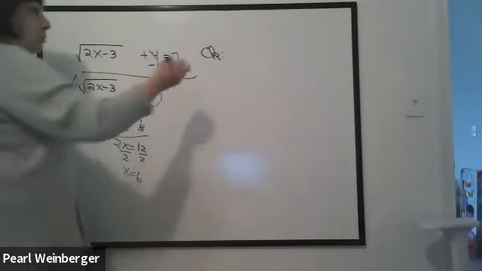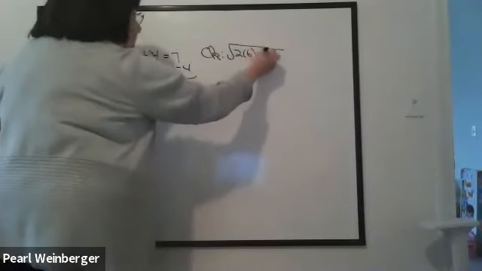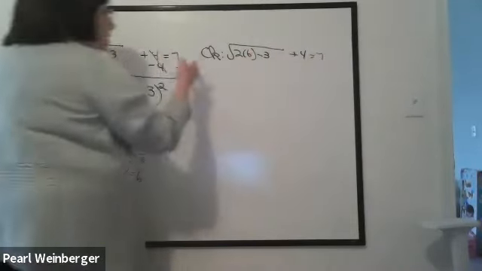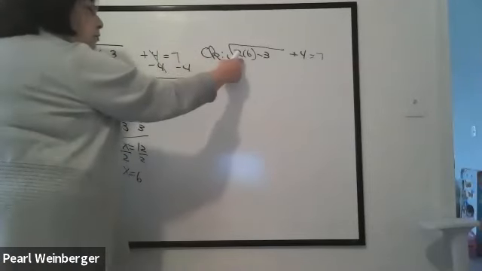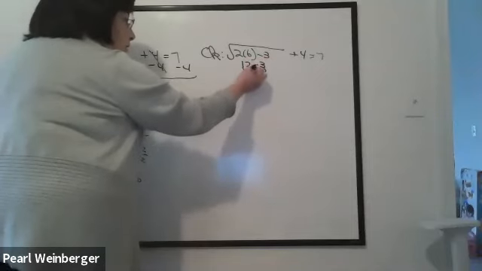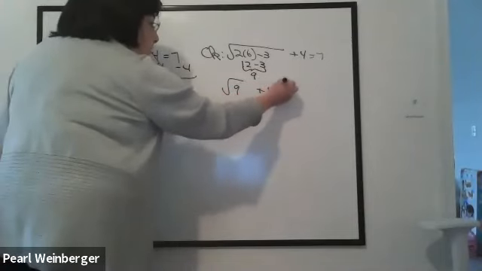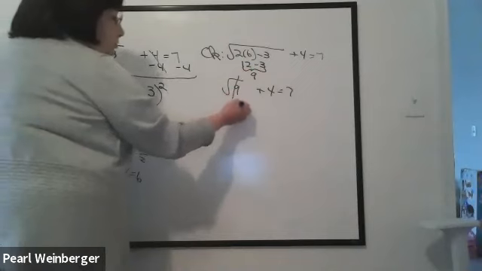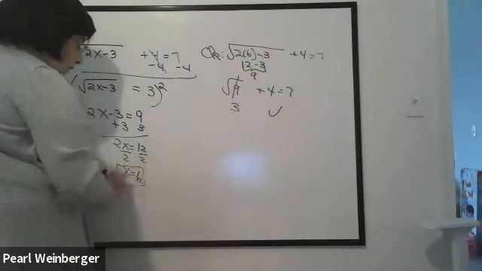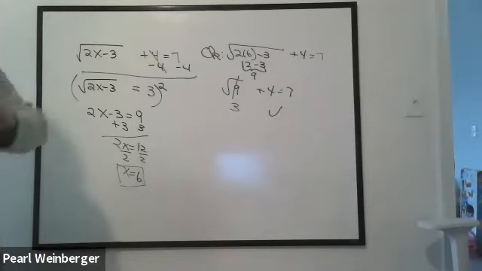Let's check. The square root of 2 times 6 minus 3, plus 4, equals 7. Always check in your original equation. Now 2 times 6 is 12. 12 minus 3 is 9. So this is the square root of 9 plus 4 equals 7. But we know the square root of 9 is 3, and 3 plus 4 is 7. So it does check. This is the correct answer. Again, don't forget to check radical equations.